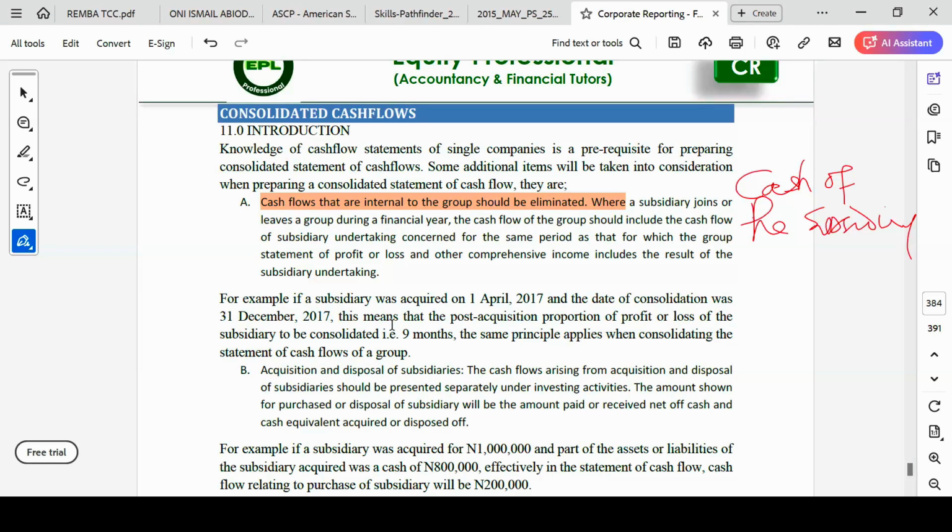Now, the same principle applies when consolidating the statement of cash flow of a group, meaning that the cash you came in and met when you were acquiring that company will be netted out. It will be netted out. It is the cash flow that came after you had acquired the subsidiary that will be consolidated into the group cash flow. All right.